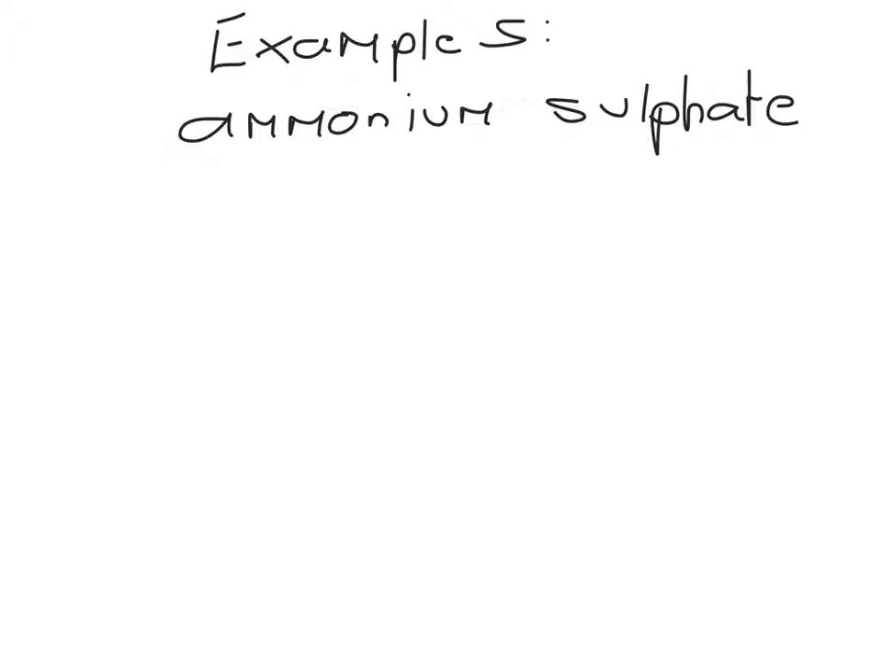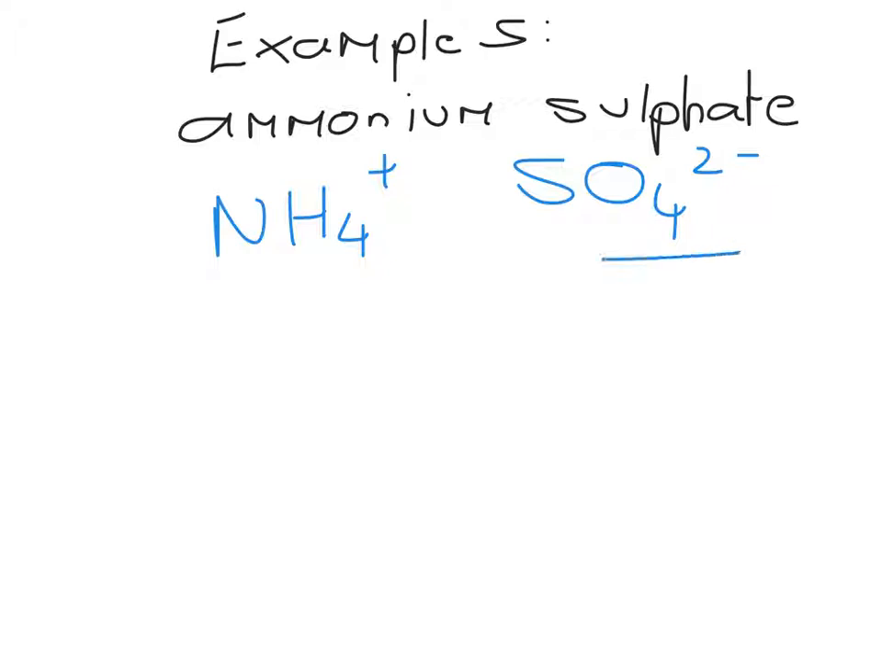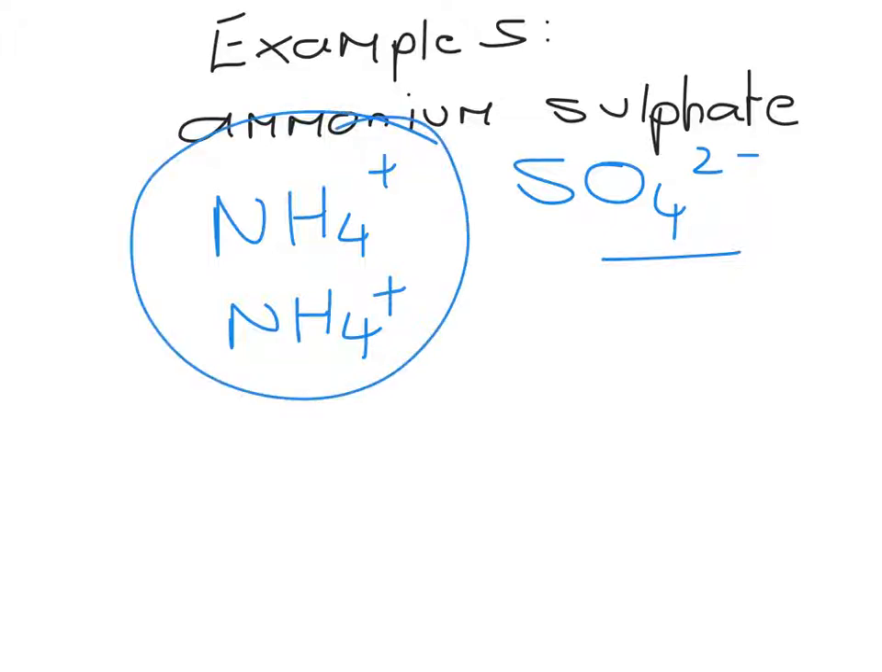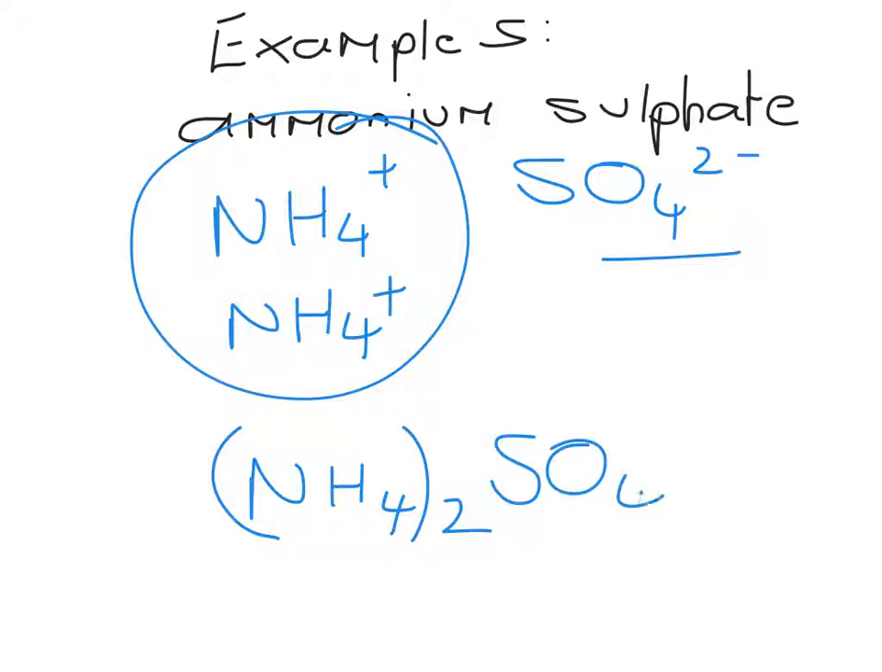Finally then, ammonium sulphate. Ammonium, NH4 plus. Sulphate, SO4 2 minus. So two minuses here, but only one plus, so I need another plus, NH4 plus. So now I've got two pluses and two minuses. So now I need to put the NH4 in brackets to show I've got two of them, followed by the SO4. And that is ammonium sulphate.